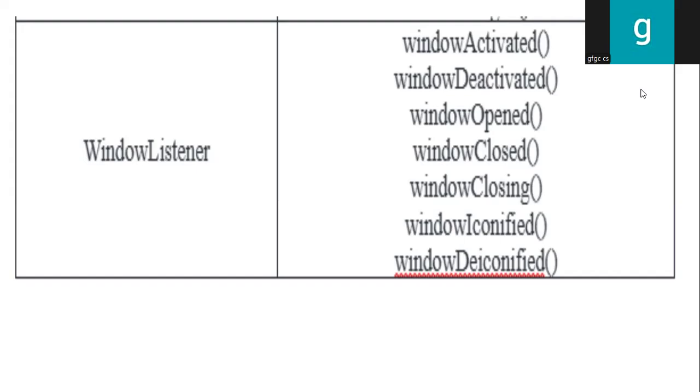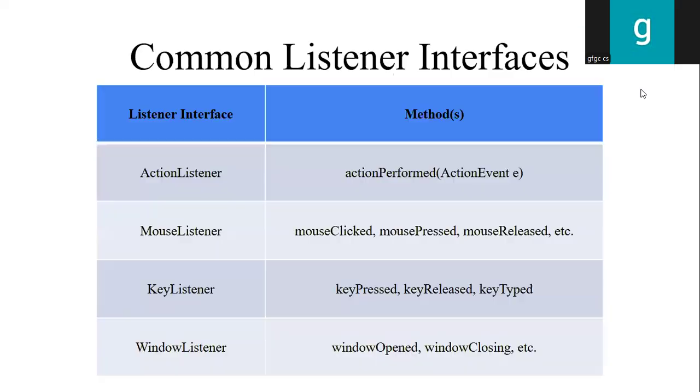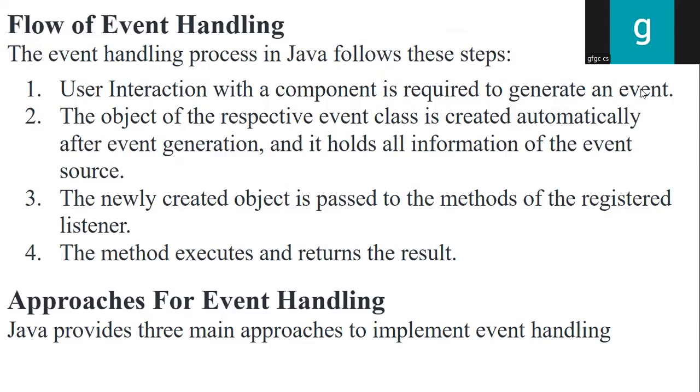We have to use them in the class which has implemented window listener. Common listener interfaces are action listener, mouse listener, key listener, and window listener only. Here I have given a summary of those interfaces, which are commonly used while developing programs. Action listener has the method actionPerformed. Mouse listener has mouseClicked, mousePressed, mouseReleased. Key listener needs keyPressed, keyReleased, keyTyped. The window listener interface contains windowOpened, windowClosing, etc., which I have already explained.